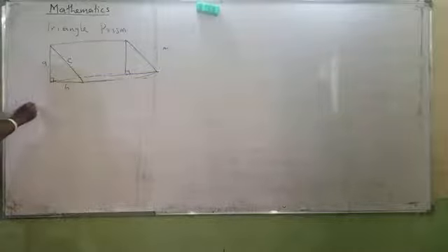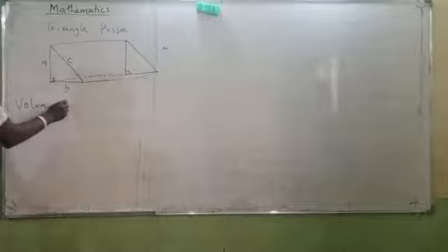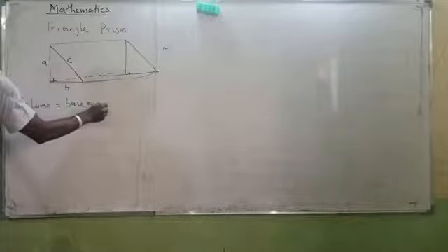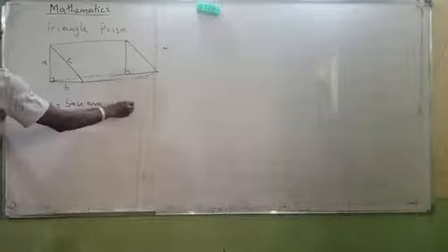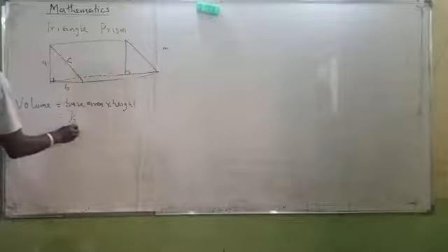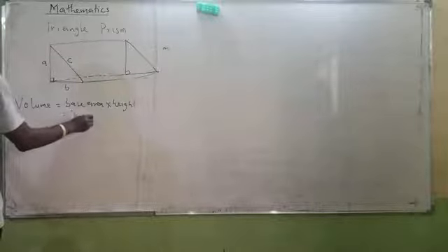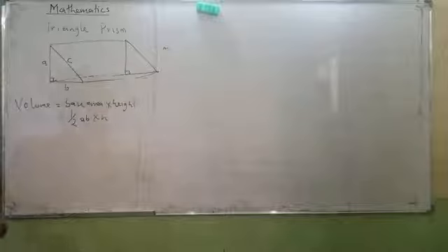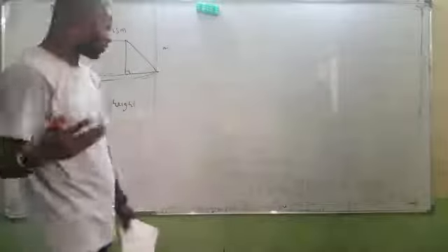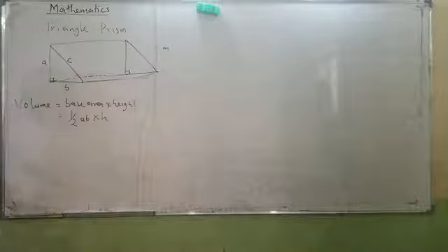The volume of a prism always equals the base area multiplied by what? Multiplied by the height. It means in terms of this, it will be 1/2 of AB multiplied by what? By height. That is what we are talking about. That is the volume of the prism. Now, when you have a prism whose base is a right angle triangle, you don't need to think far, you don't need to disturb yourself. Just think about the Pythagorean theorem.